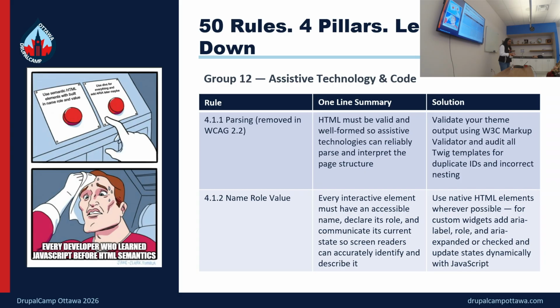Moving on to the next one, that is 4.1.2, name, role, value. Again, this rule I have seen a lot of issues, if you are using any interactive elements and you are not mentioning the role, values, or the state in it. For example, if you have any collapsible buttons, accordions, modals, you need to mention it. So let's see the summary first. Every interactive element must have an accessible name, declare its role, and communicate its current state so that the screen reader can actually see what's happening in the content.